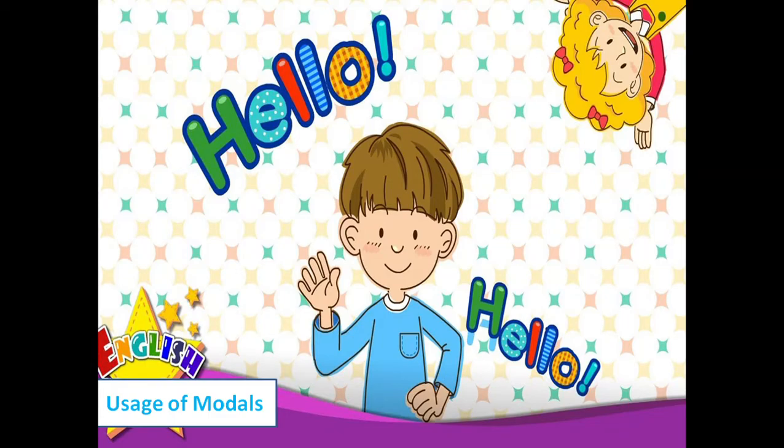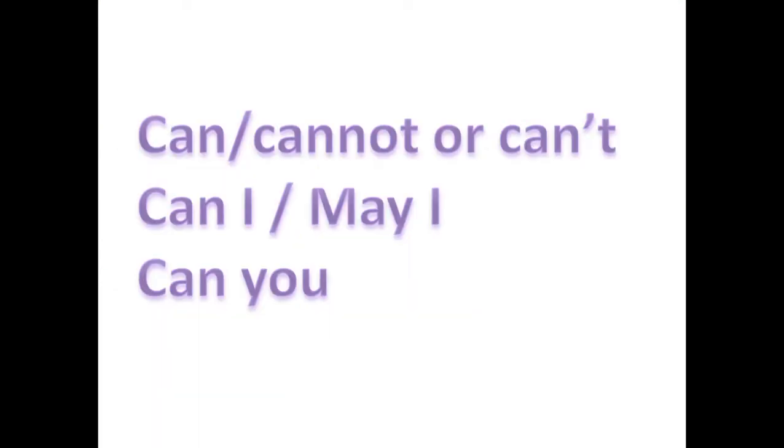Hello students, in this video you will be learning how to use can, cannot or can't, can I, may I, can you. So the first one, can. Can is used to show the ability. When you have the ability to do something, you can use can. When you don't have the ability to do something, we use cannot. The short form of cannot is can't.